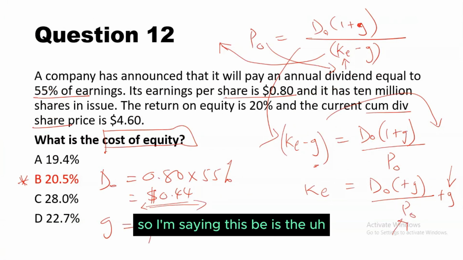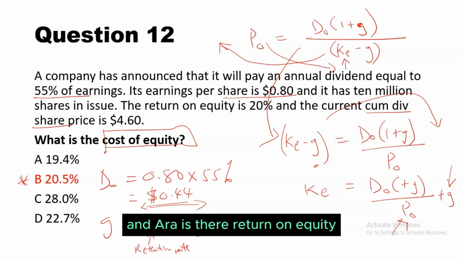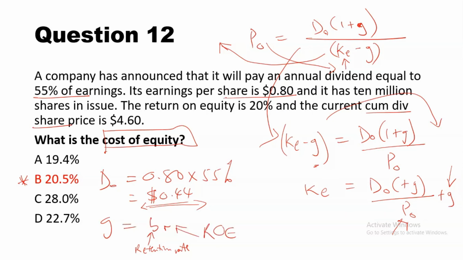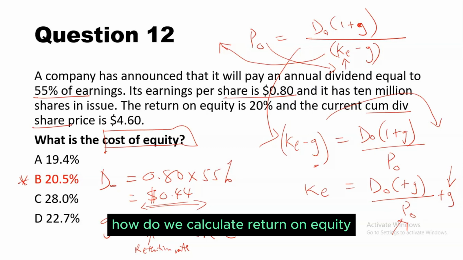So I'm saying this B is the retention rate, and R is the return on equity. Okay, return on equity. How do we calculate the return on equity? This formula, you might need it. Okay, it is the PAT over capital employed.